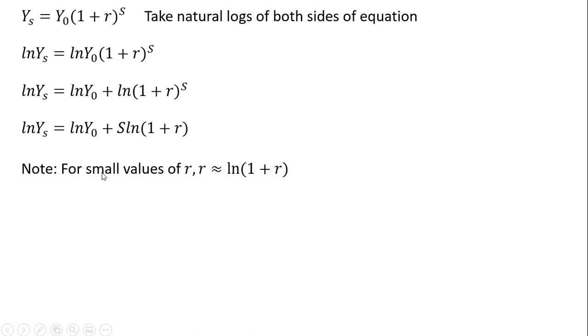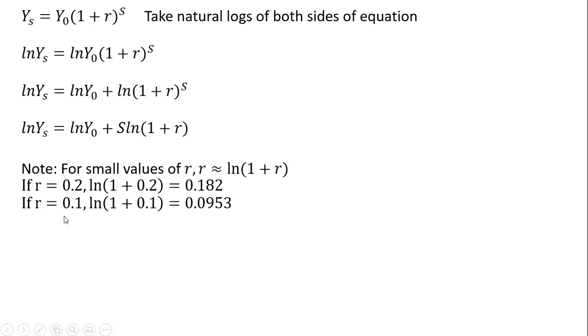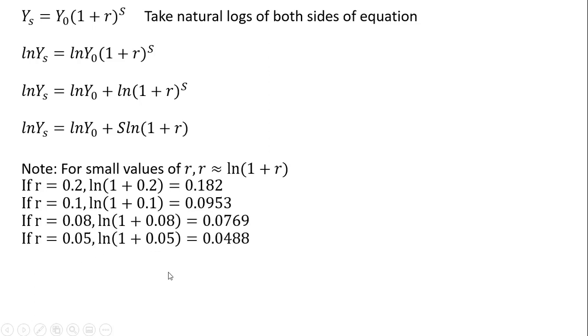And then one thing to recognize is that for small values of R, we can approximate the natural log of 1 plus R. So if R equals 0.2, the natural log of 1 plus 0.2 is almost 0.2. And another example, when R is 0.1, the natural log of 1 plus 0.1 is, again, almost 0.1. And a few other examples here. So what we're going to do is substitute out this natural log of 1 plus R and just replace it with R since they're close enough. And doing that, we're going to have S just multiplied by R now.